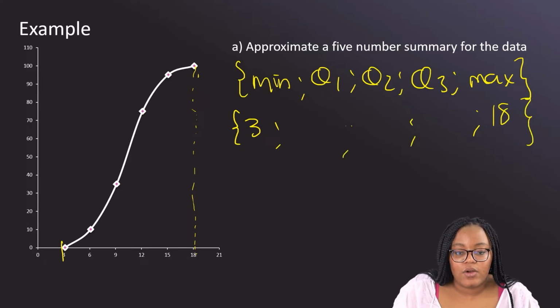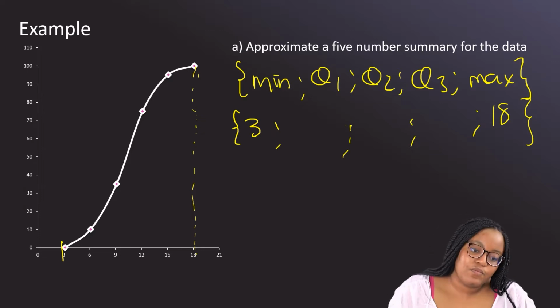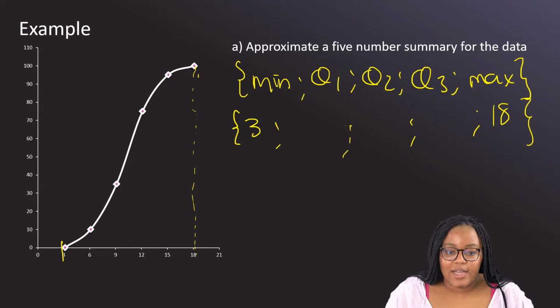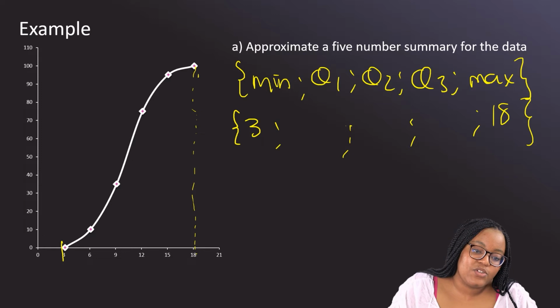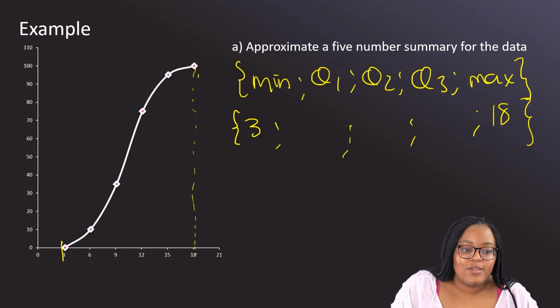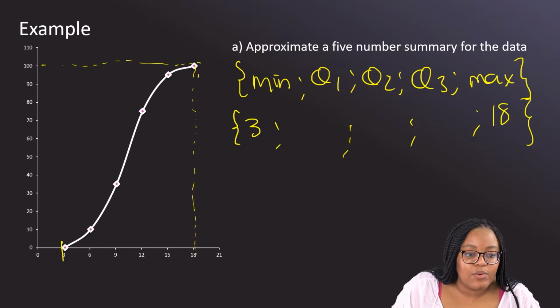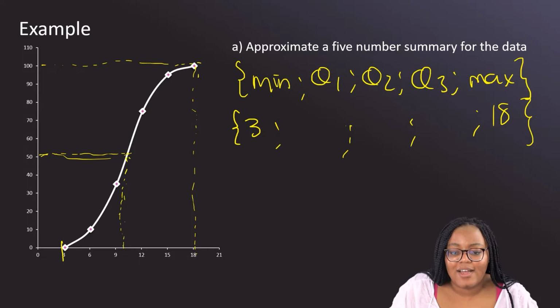Let's look at our quartiles. Actually, let's first take a look at our median. Our median is going to be positioned halfway through this data set. So if we have a net number of 100 data points, halfway through that data set is going to be at 50 points. Therefore, reading this off of our ogive, we're going to have an approximate value between 9 and 12. Let's just say that's going to be 10.